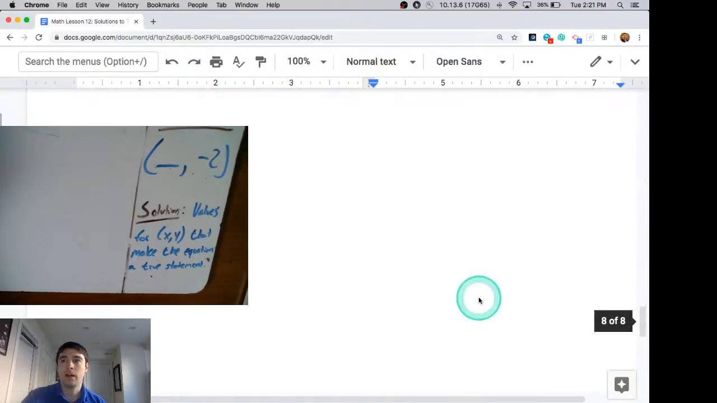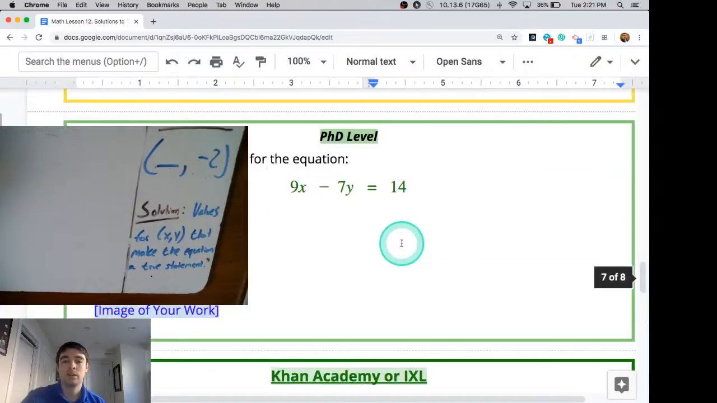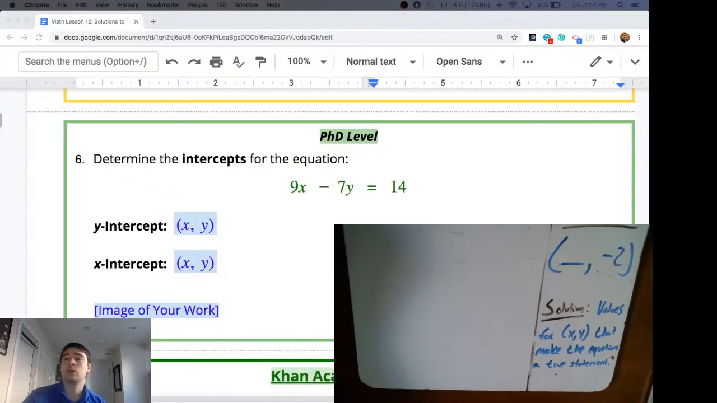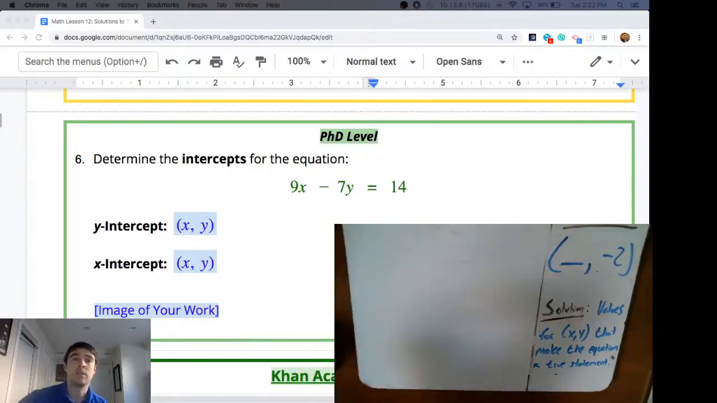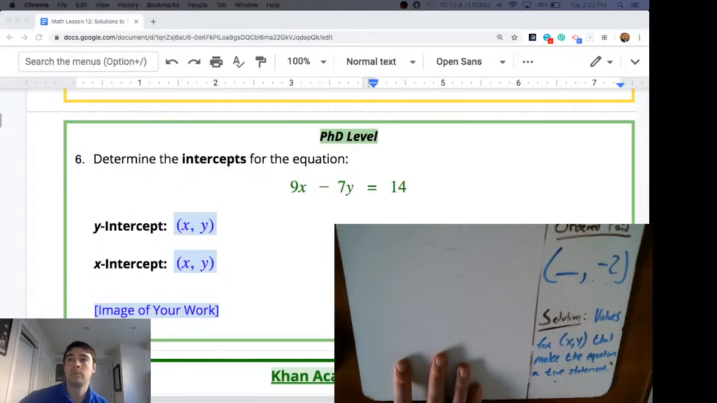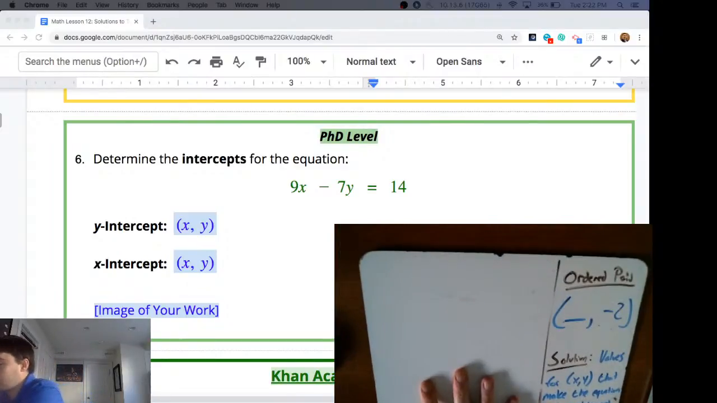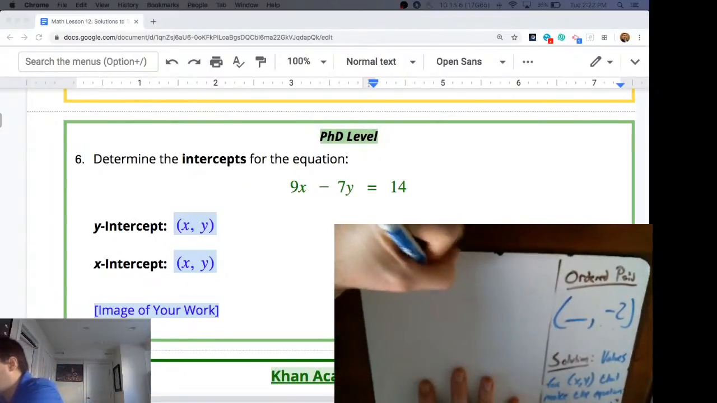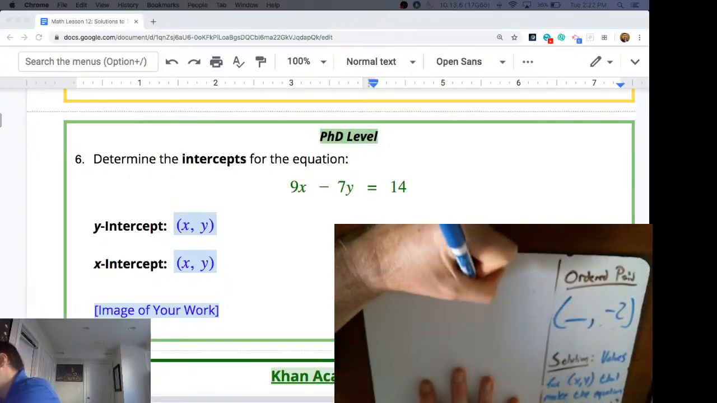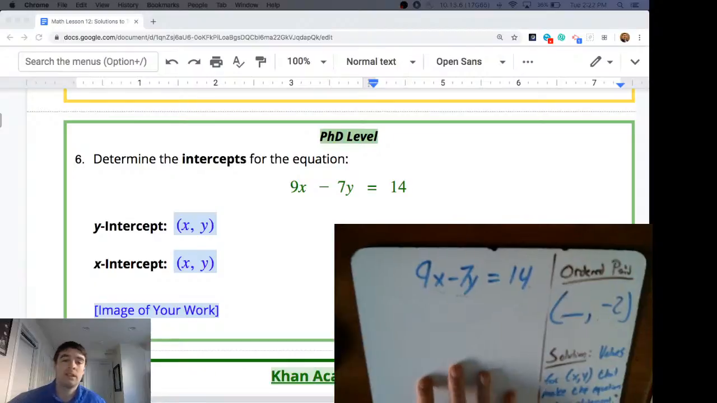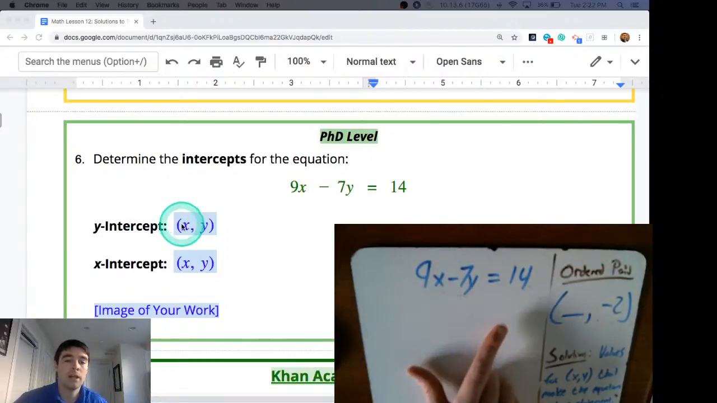So based on that, as we come back to problem 6, problem 6 gives us the equation 9x minus 7y equals 14, and they ask us to find the intercepts for that. This is also going to happen exactly on your 4th Khan Academy assignment. I actually pulled this equation from assignment 4 this week. So it says 9x minus 7y equals 14, and we're first going to talk about the y-intercept.